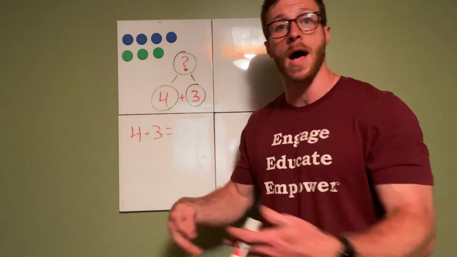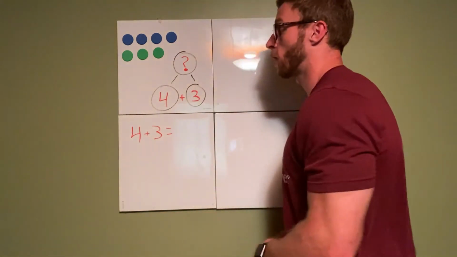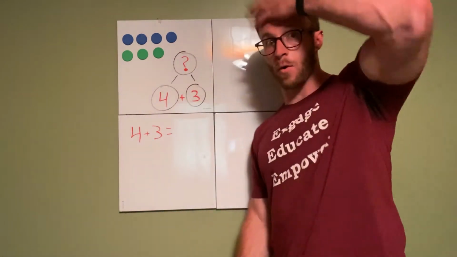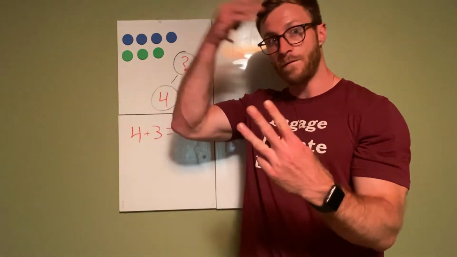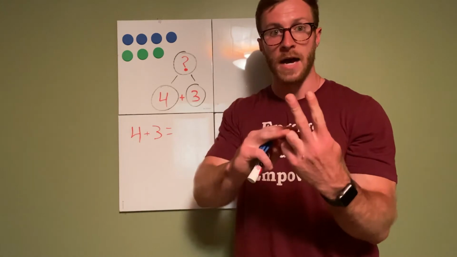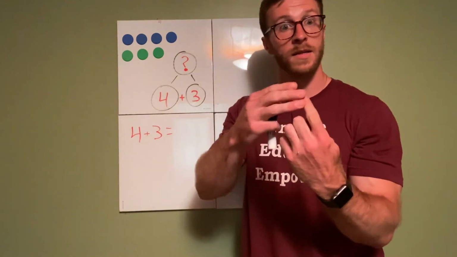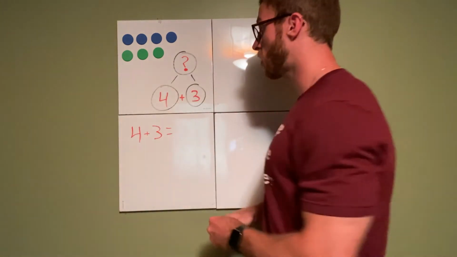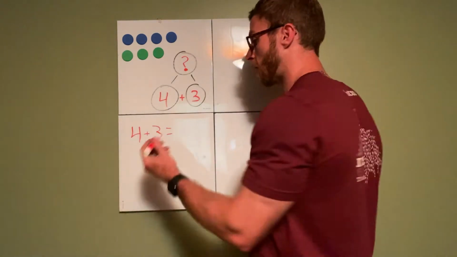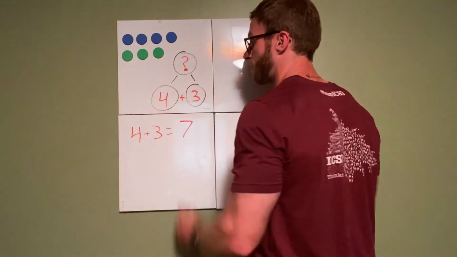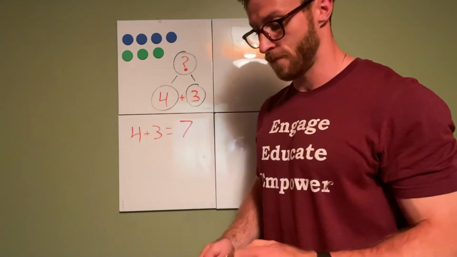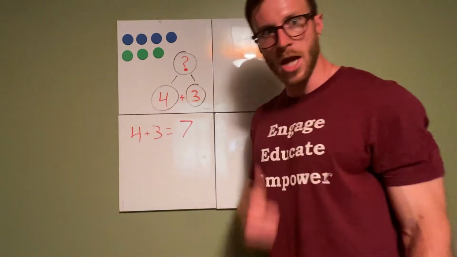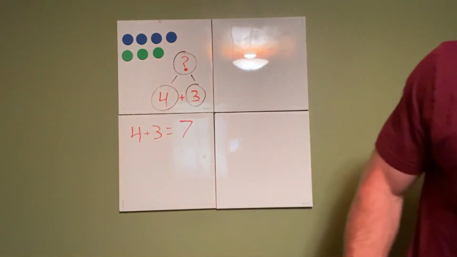It's called the count on method. Okay? So you're going to do that with me. We're going to put 4 in our head and then count 3 more. Ready? 4, 5, 6, 7. So our total, or our whole, must be 7. He's got 7 cars all together. All right, good job. We figured out how many cars Tom has.